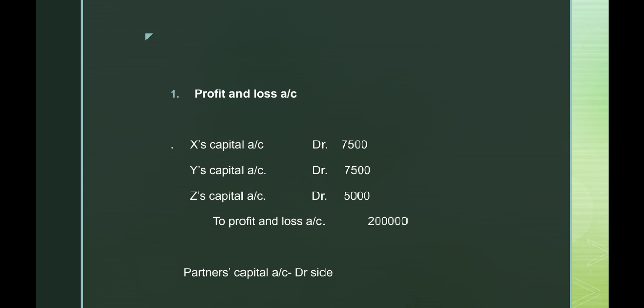Yes, so in partners' capital account, debit side, this is the effect of the journal entry, I mean the process of posting. On which side is it going to get posted? It is written below the journal entry. Alright, let us move ahead.